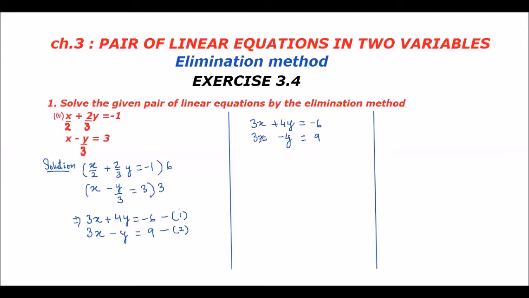Children, if you add, they will become 6. But if you subtract these two equations, you have to change the sign. And when you subtract, this 3x and this 3x will cancel each other. In this, one variable gets cancelled. This is called eliminating x. So in this way, you have eliminated x, and now you are left with only y.